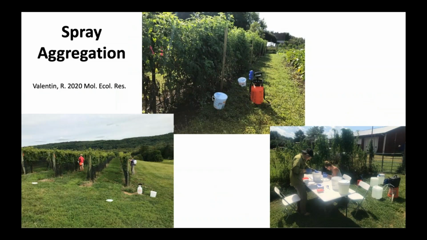The other one, which we've done in vineyards, is what we call spray aggregation. And that's effectively simulating rain and catching the rain. We have DI water, or just fairly pure water, that we can put into a backpack sprayer. That sprayer is not pesticide, it's just water.